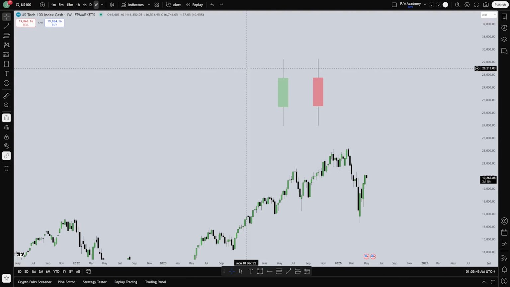Alright, so when we're talking about candlesticks in the market, they're super straightforward. There are two types of them when you get right down to it. On the left here is a bullish one, the green. Usually they're green. And the red ones are bearish candlesticks, and usually they're red.